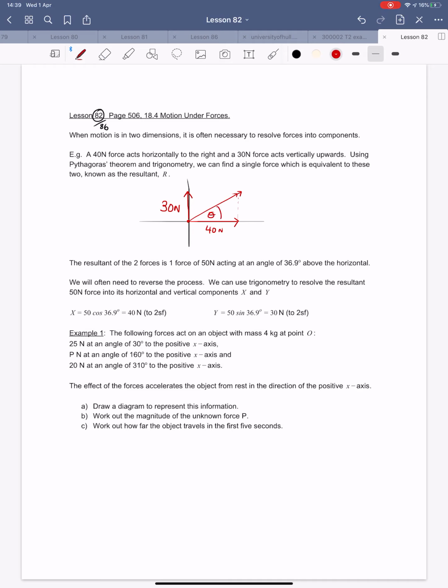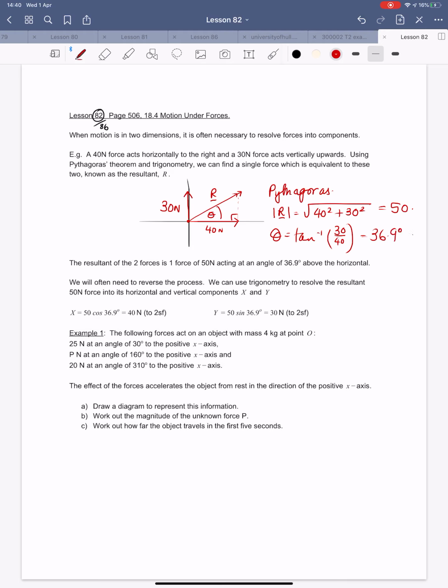This is the angle. So using Pythagoras, this is the resultant here. The magnitude of R is the square root of 40 squared plus 30 squared. On your calculator, that'll come as 50. And then theta is going to be tan inverse 30 over 40, which is 36.9.